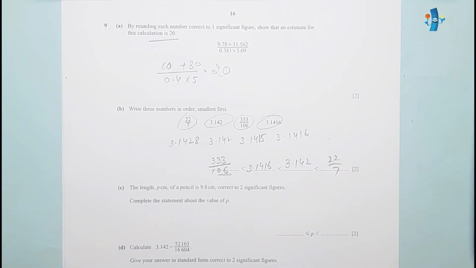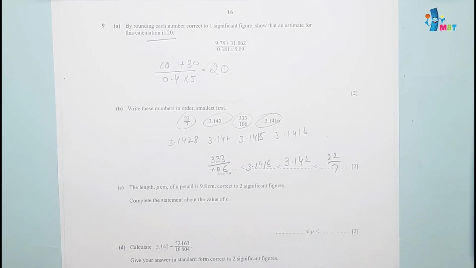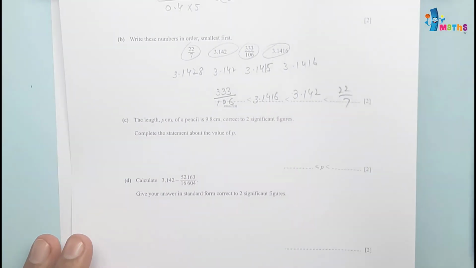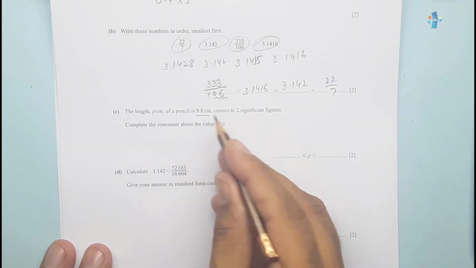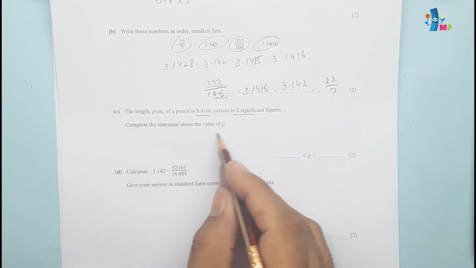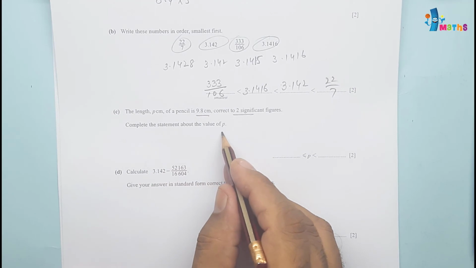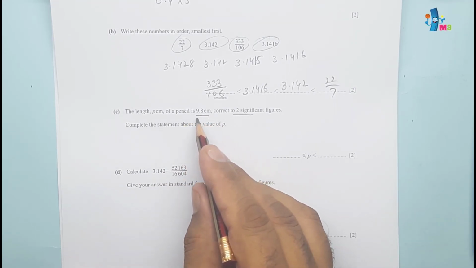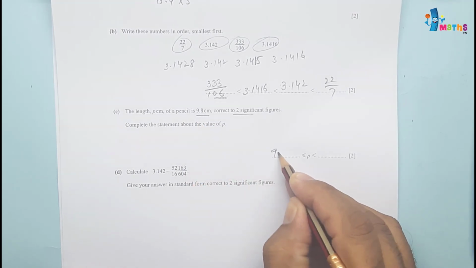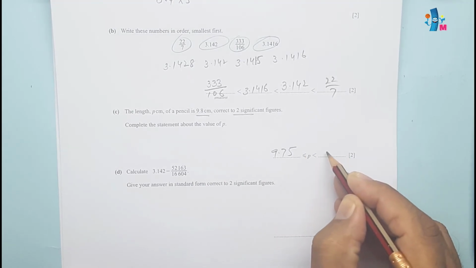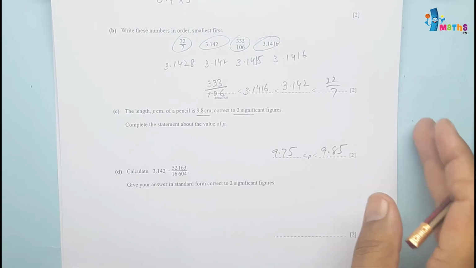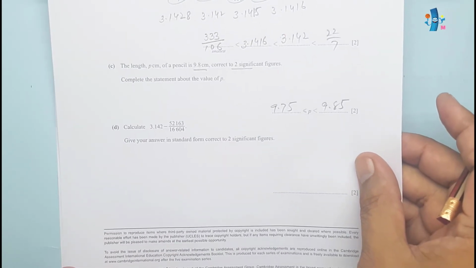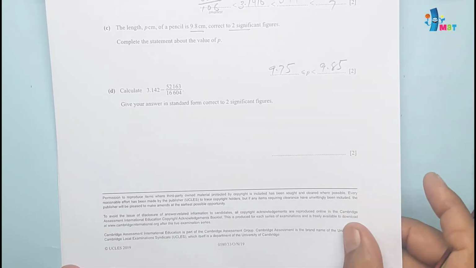And then part C: the length of a pencil is 9.8 centimeters, correct to two significant figures. Complete the statement. For two significant figures, we add and subtract 0.05, so the lower bound will be 9.75 and the upper bound will be 9.85.